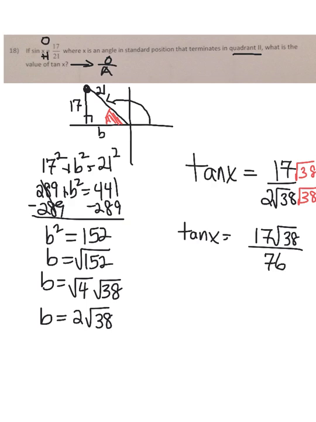Okay? All right, last thing, but certainly not least. We have to determine whether my value is going to be positive or negative. So remember, all students take calculus. So I'm in the second quadrant. Sine's the only thing that's positive, but we have tangent. So that means we need to negate this value, and that would be your answer.